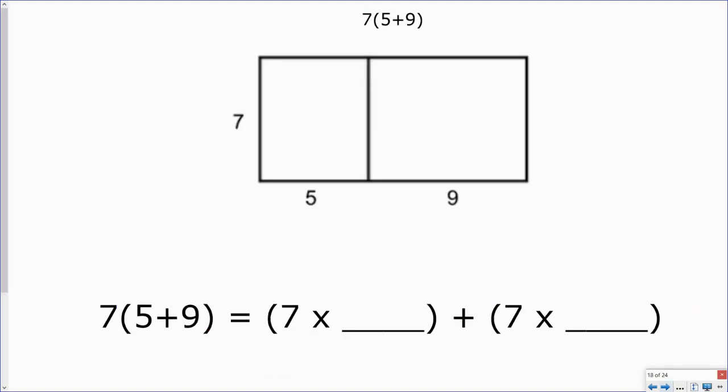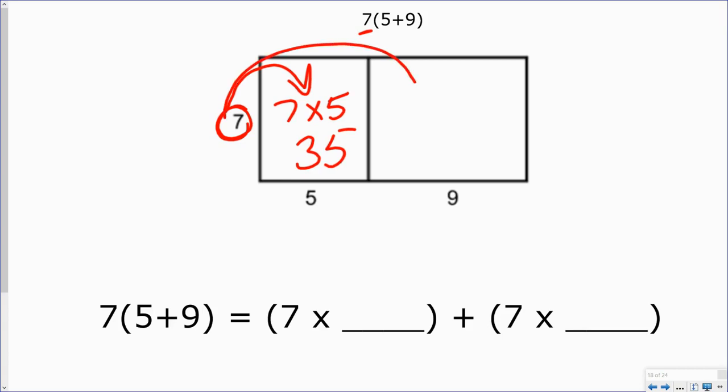So here's another problem. Again, my 7 is on the outside, which means that is what I am distributing, or passing out, to each number inside the parentheses. So that means I'm going to take 7 groups of 5. So I'd have 7 times 5, which would give me 35. And then I'm going to have 7 groups of 9, so 7 times 9, which gives me an amount of 63.